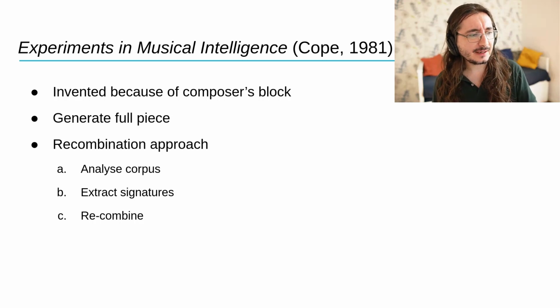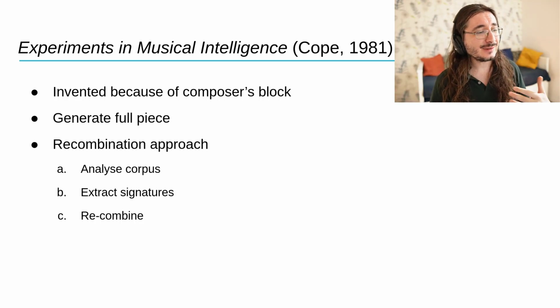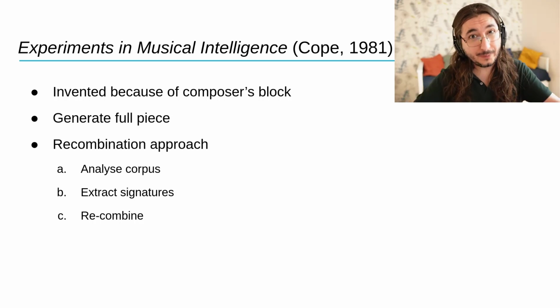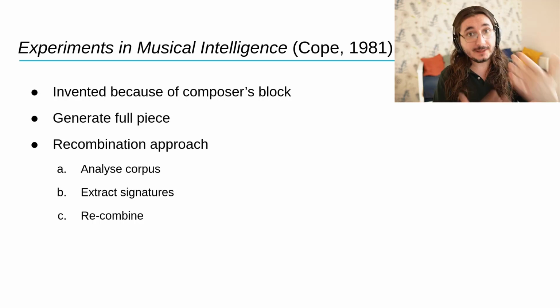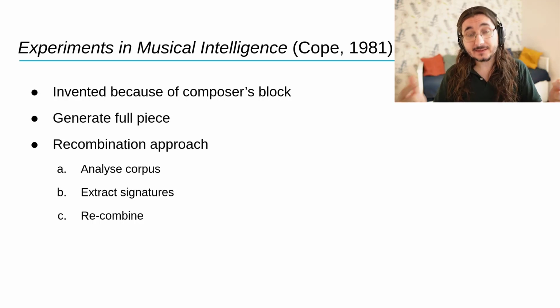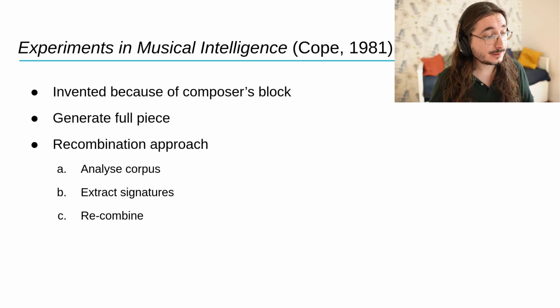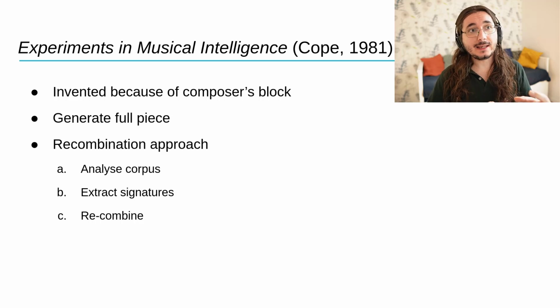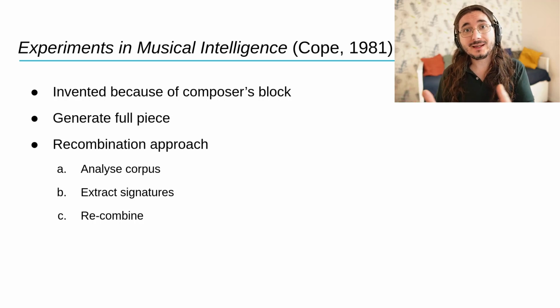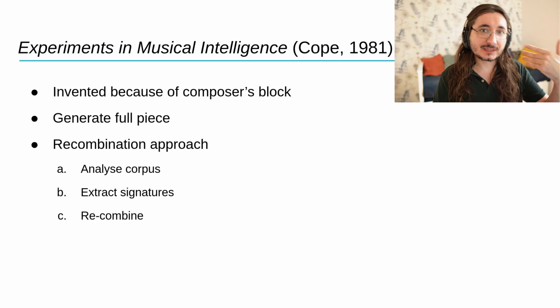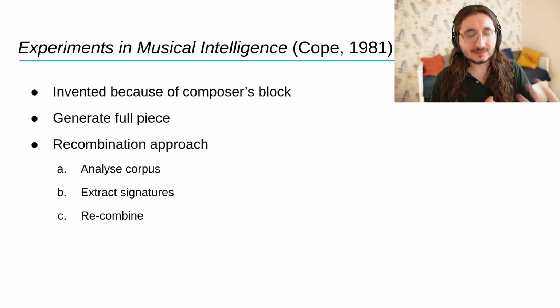The cool thing about EMI is that it generates full musical pieces, and it uses a recombination approach that works in 3 steps. First, you feed the corpus, so all of the scores that you're interested in, for example, all the music by Beethoven or Chopin, and you feed all of this music into the algorithm. The algorithm extracts some signatures, some passages that it thinks are very important for the style of this particular composer, and then it uses some techniques to recombine all of these signatures that it previously extracted, so that you can come up with something new that is very connected with the style of the corpus that you've used to train the algorithm.